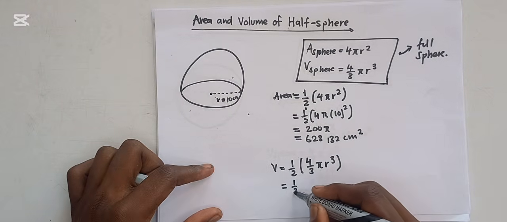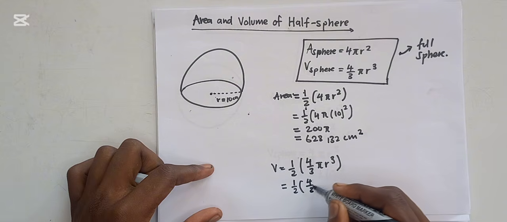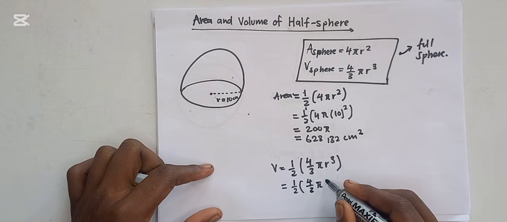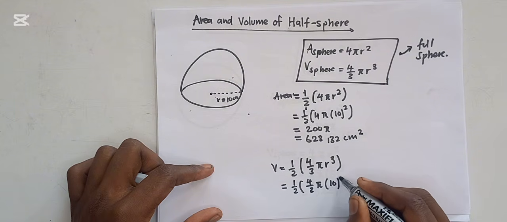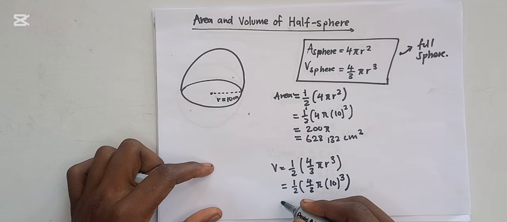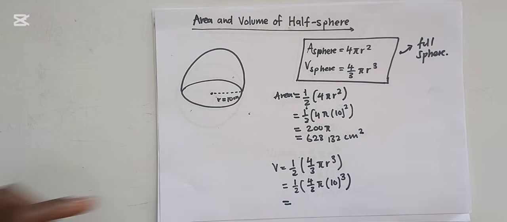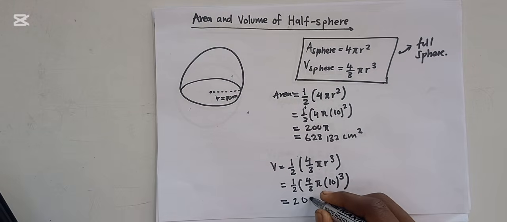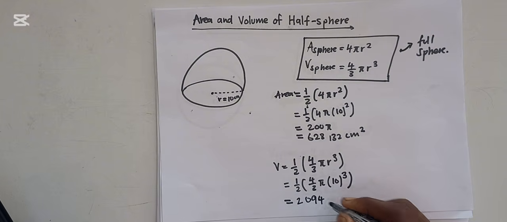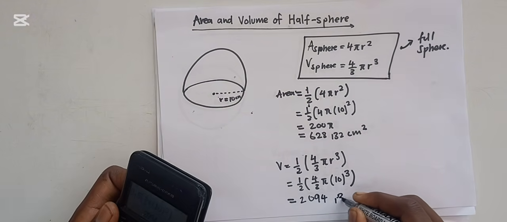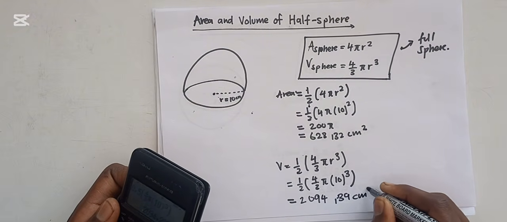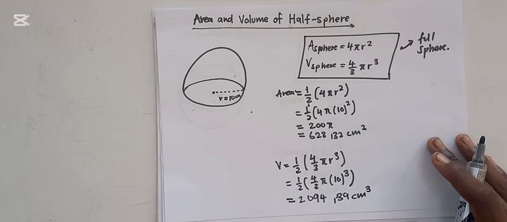Even here, we're going to say the same thing. This is going to be half of 4/3 pi, and our r is 10, cubed. If you work this out in a calculator, you're going to get 2094.39 centimeters cubed.